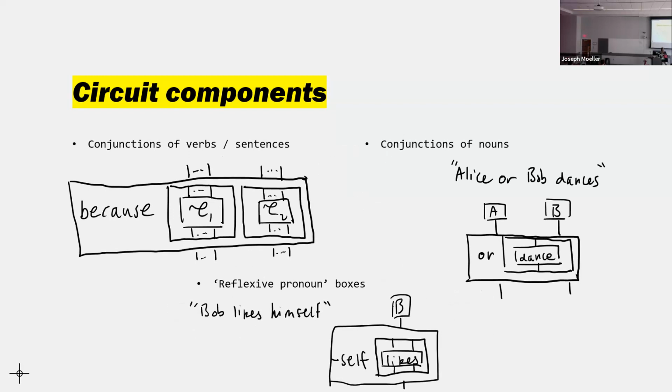And then another structural thing that we have are these reflexive pronoun boxes. So sometimes you need to juggle the wires around a bit. So to represent Bob likes himself, we can draw something like this.